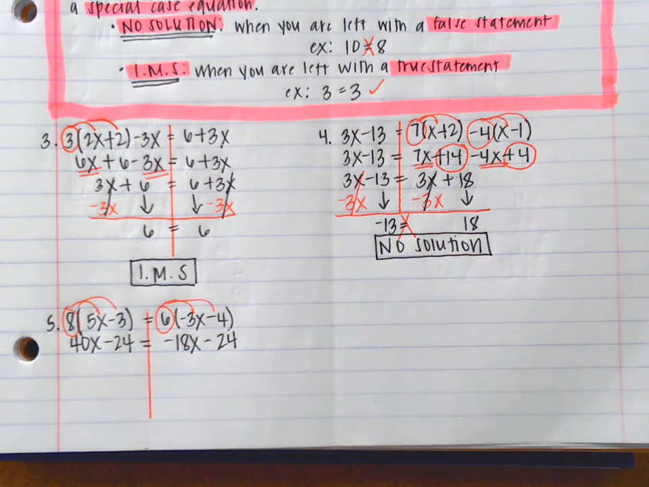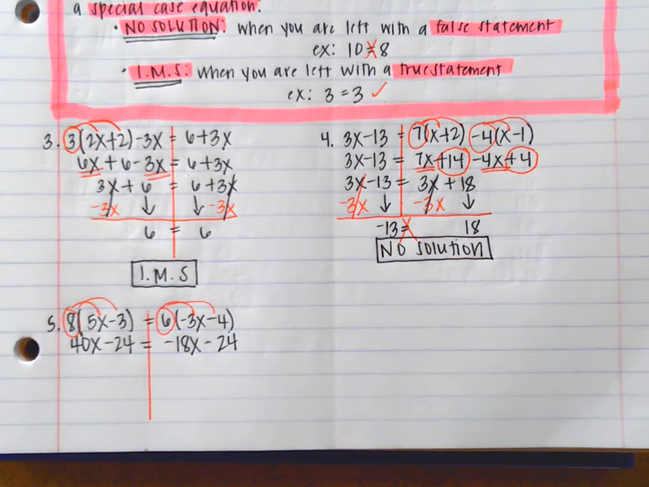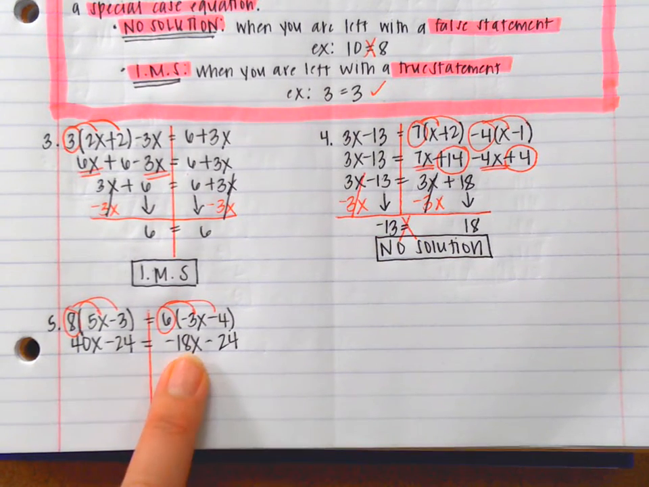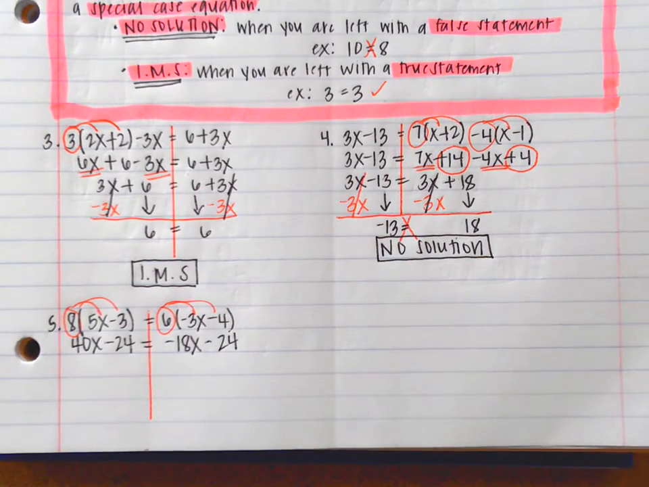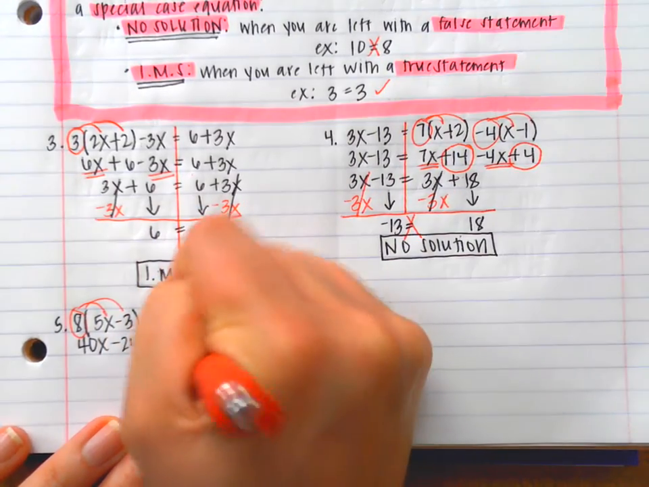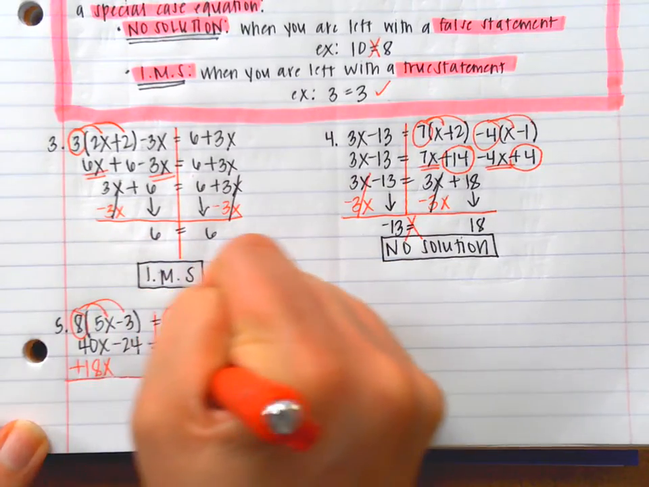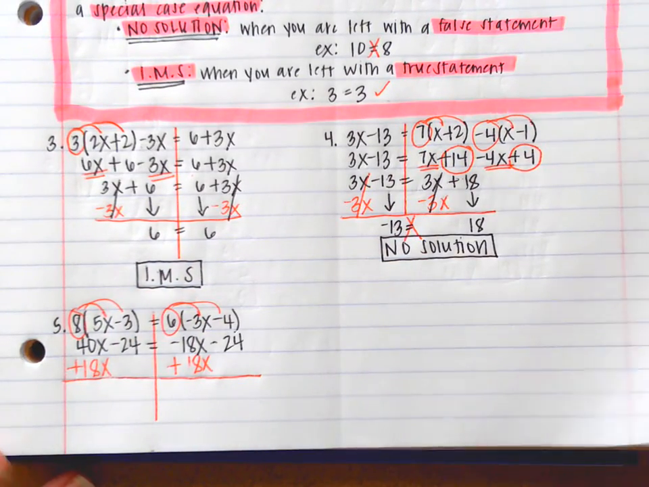Okay, so my next step then would be to combine like terms. My like terms are already combined. There are no like terms on the left, there are no like terms on the right, so I'm good. So now what I'm going to do is just move my variables to one side of the equation. I'm going to move this negative 18x to the other side of the equation. So I am going to add 18x over here.